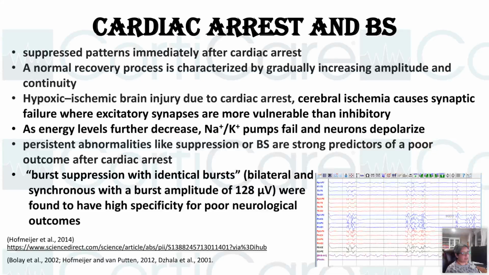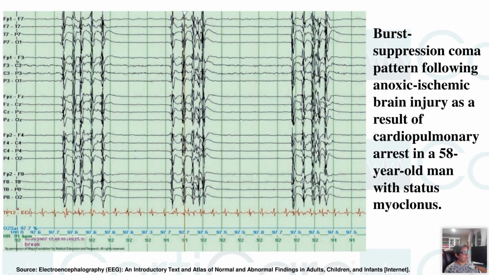And in cardiac arrest, over 90% of the patients will have burst suppression with identical bursts, and those identical bursts have voltage up to 128 microvolts. They are bilateral synchronous and they are high voltage. So they are sharp spikes. And that is another indicator of poor prognosis in these patients. So here is an example. These are highly epileptic identical bursts in a patient with cardiopulmonary arrest. And he's having myoclonus too.